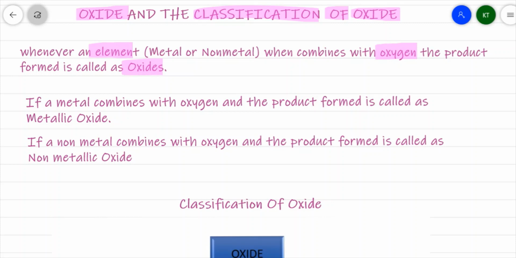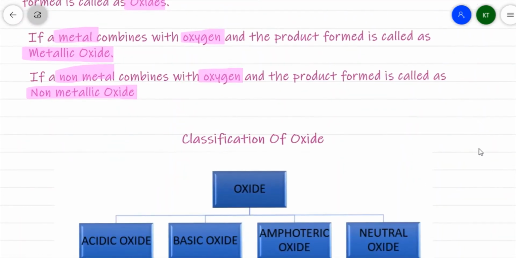Now, if the taken element is a metal and it combines with oxygen, then the product formed is called a metallic oxide. But if I have a non-metallic element, and this non-metallic element combines with oxygen, then it results in the formation of a non-metallic oxide. Now let us study how these oxides are classified.